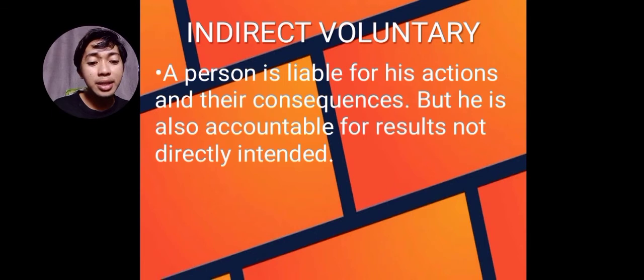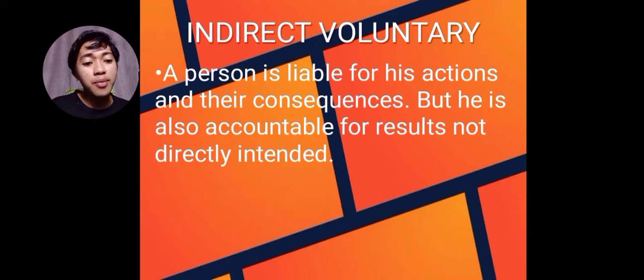According to Paul Glenn, a person is considered accountable for an indirect voluntary result of his act when, first, the doer is able to foresee the evil result or effect, at least in a general way. So, the person who performs a certain act knows what can happen. So that is also considered as indirect voluntary.